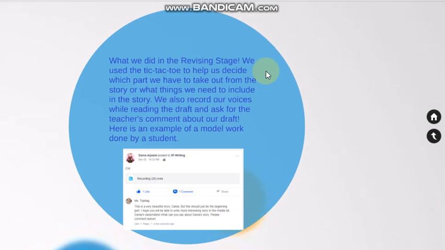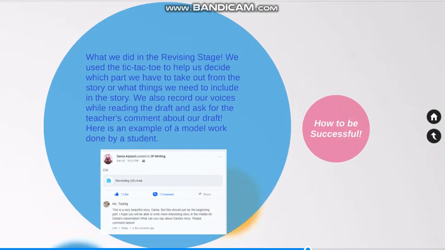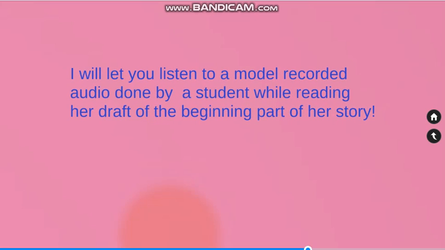Okay, now what we did in the revising stage. We used the tic-tac-toe to help us decide which parts we have to take out from the story, or what things we need to include in the story. We also recorded our voices while reading the draft and asked for the teacher's comment about our draft. Here is an example of a model work done by a student. She posted it on Edmodo, and I will let you listen to a model recorded audio done by a student while reading her draft of the beginning part.